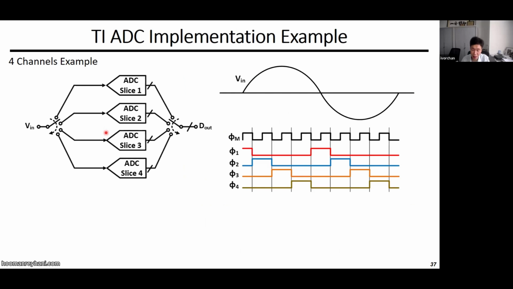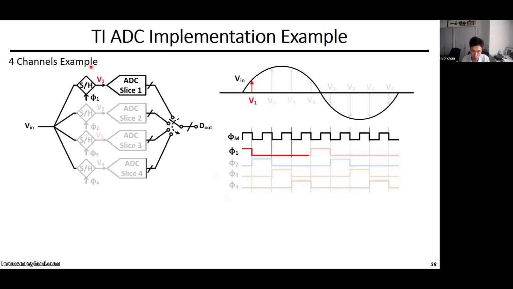Here comes a specific example with a 4-channel time interleave ADC, and we will go through the operation one by one. Again, we have analog input, digital output, and your analog input is more like a sine wave over here. And you have 4 channels, so these 4 channels are interleaved without overlapping. During the first channel sampling, phi 1 is enabled. At the falling edge of phi 1, the sample and hold circuit of channel 1 samples the input voltage, and the sample and hold output is V1.